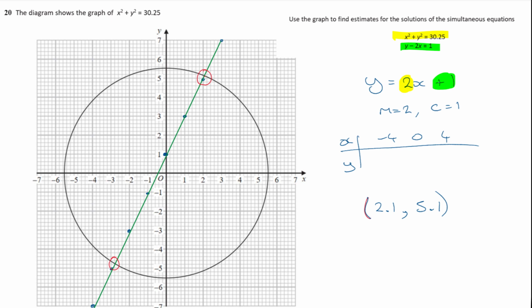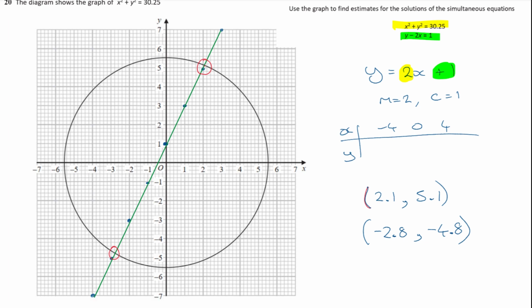Okay, now the other one down the other end, is it the mirror image? No, it's not quite, is it? So I make that about -2.8 in the direction of x. -2.8. And then in the direction of y, that is about -4.8. Okay, so there are my two coordinates.